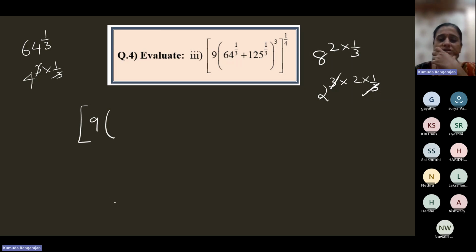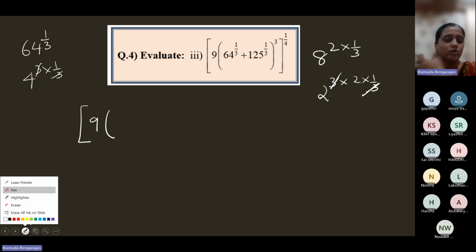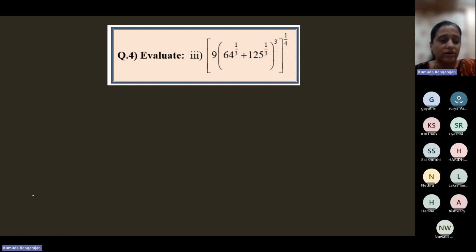Was that difficult to understand? No, ma'am. It is easy to understand, miss. Very good. So you can choose 8 square or 4 cubed, but 4 cubed, you'll get it straight away. You don't need that extra step.